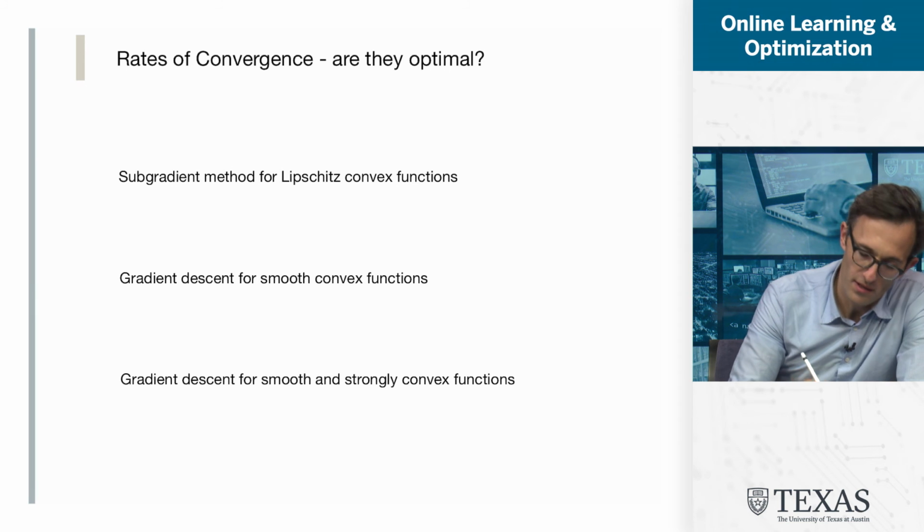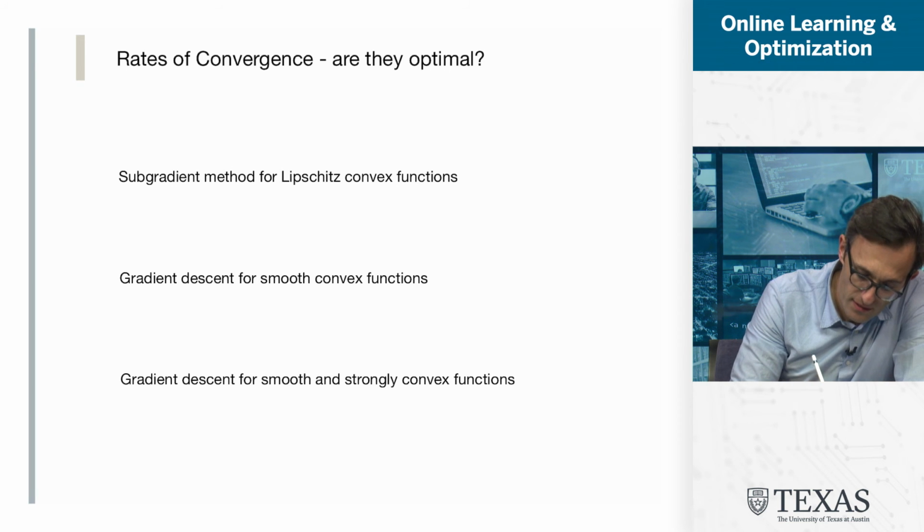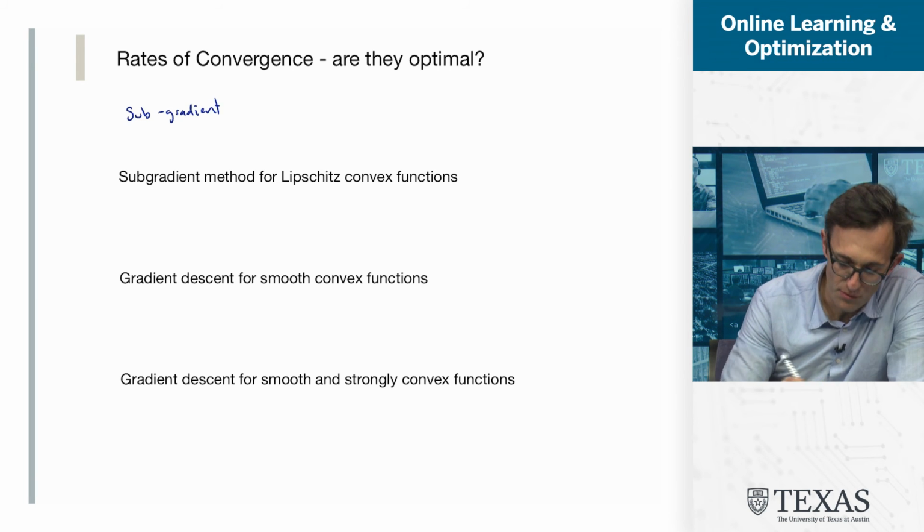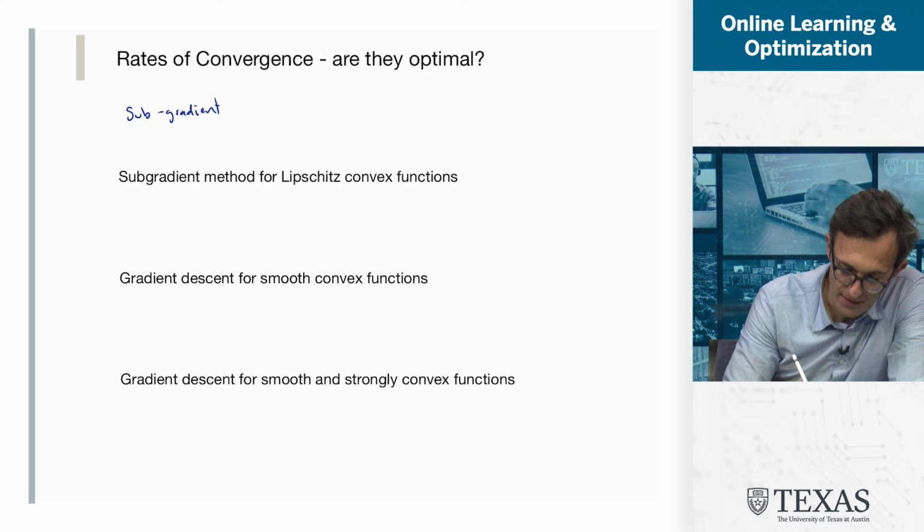Welcome back. We've been talking about rates of convergence of the subgradient method and also gradient descent, and the results that we've gotten so far depend on properties of the function. So let's just briefly review what we've seen so far. Our subgradient method, remember that this is not a descent algorithm, so we have to resist the temptation of calling it subgradient descent.